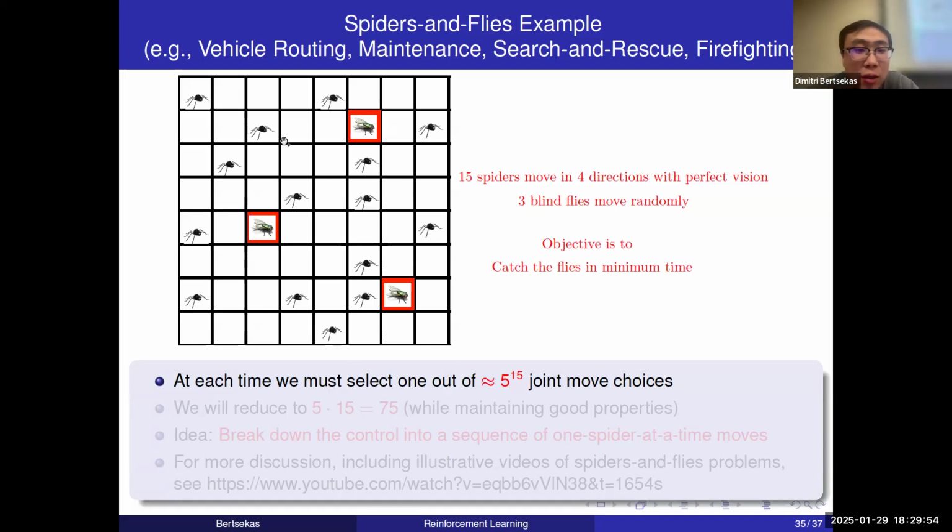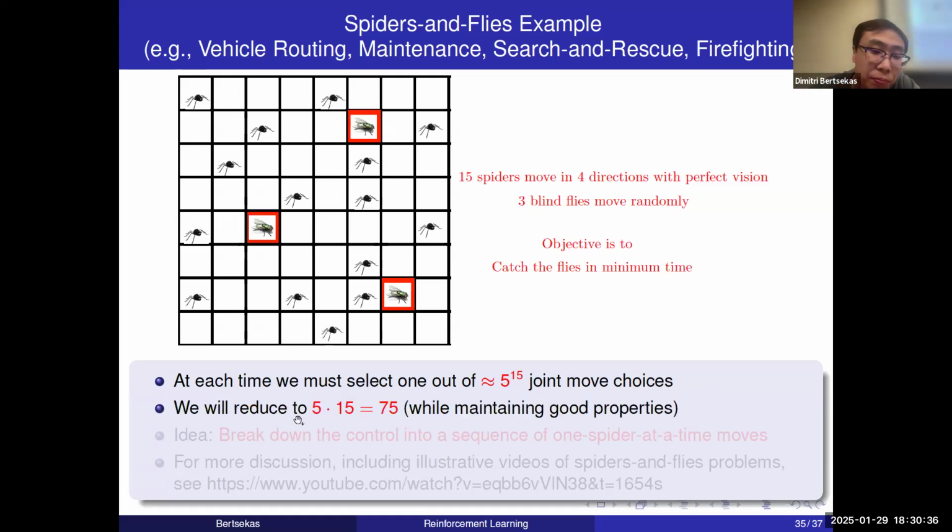Now, in this problem, note that we need to select moves for 15 spiders simultaneously, and each one of them can have a maximum of 5 choices: up and down, left and right, stay still. So in total, roughly, there can be 5 to the power 15 joint moves to choose, which means we need to calculate this amount of numbers and compare them and find the minimum in order to decide the moves for 15 spiders simultaneously, which can be quite daunting and infeasible in real time because we need to do this calculation in real time.